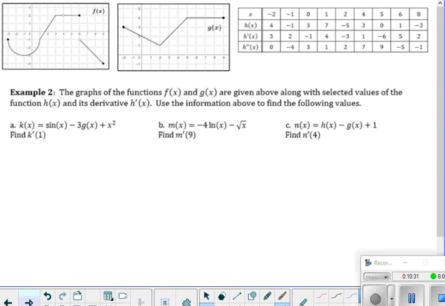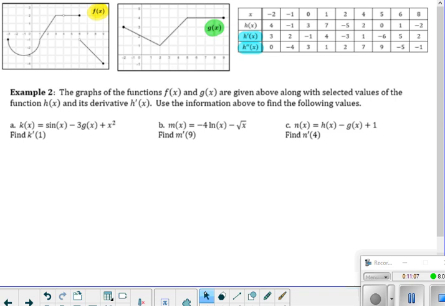Okay, now we get pictures and a table. So example 2, the graphs of the functions f of x and g of x are given with the selected values of the function h of x and its derivative h prime. Use the information above to find the following rules. So I'm just kind of taking my eyes, and you probably have too, glancing at, we've got f of x, g of x, and finally h prime, h double prime going on. Okay, lots going on there.